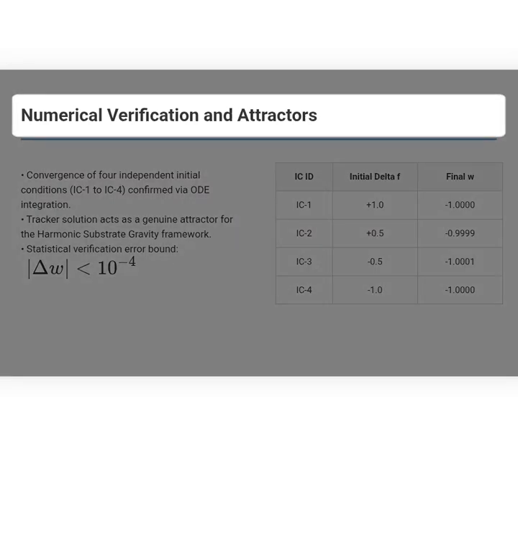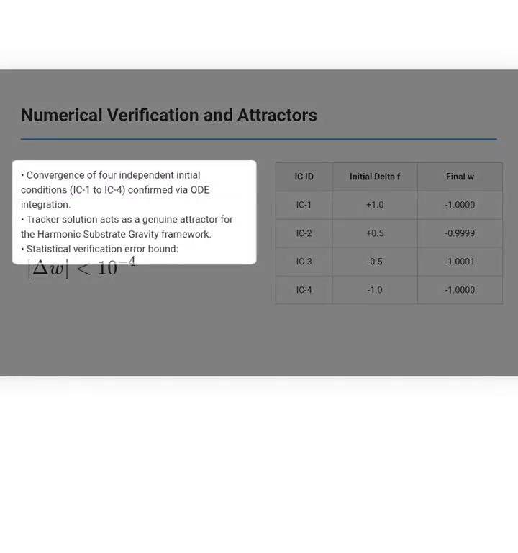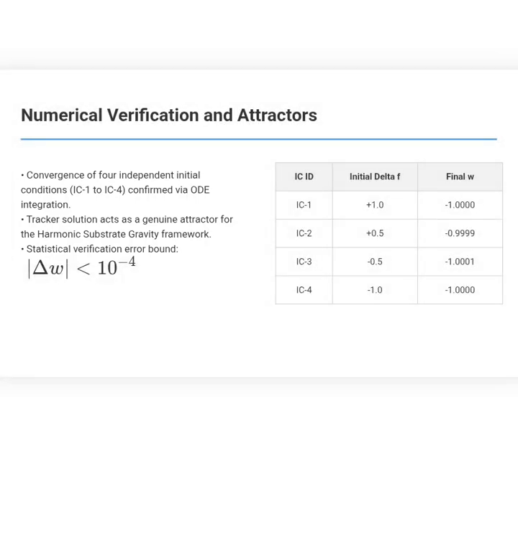Building on what we just covered regarding the stable tracker solution, we now need to verify these results numerically. This is where the abstract math meets rigorous computation to ensure our theory holds up under scrutiny. To test the stability, we integrated the system's differential equations using 4 distinct and independent initial conditions, labeled IC1 through IC4. Notice that no matter how we start the simulation, the trajectories all head toward the same destination.